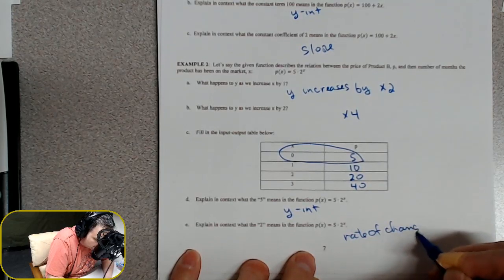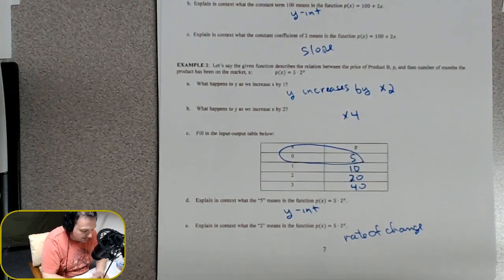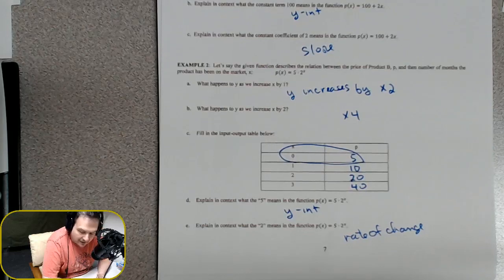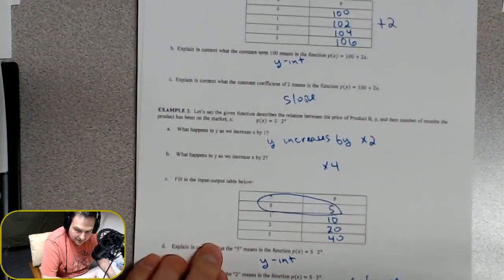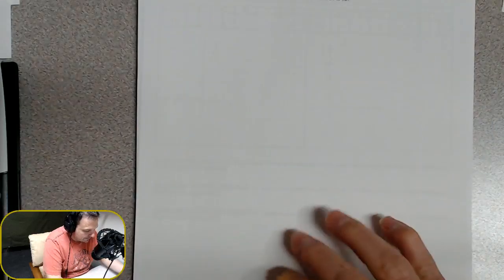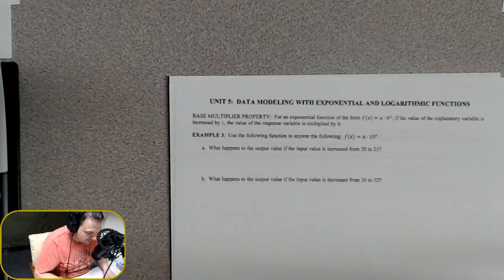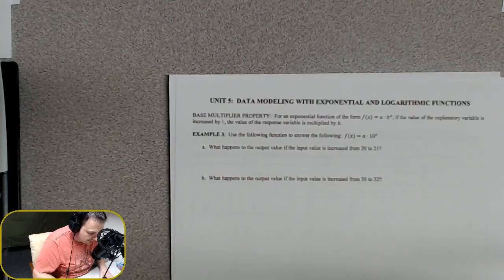But it's not the slope. Don't say it's the slope. Okay? 2 is how much it goes up by every time. The product. Okay? So, for example, let's do a little problem here.